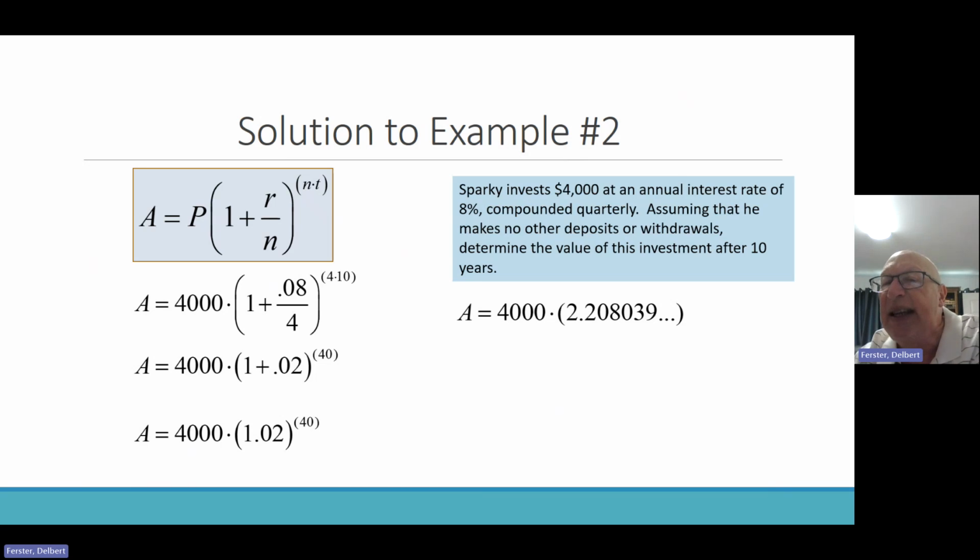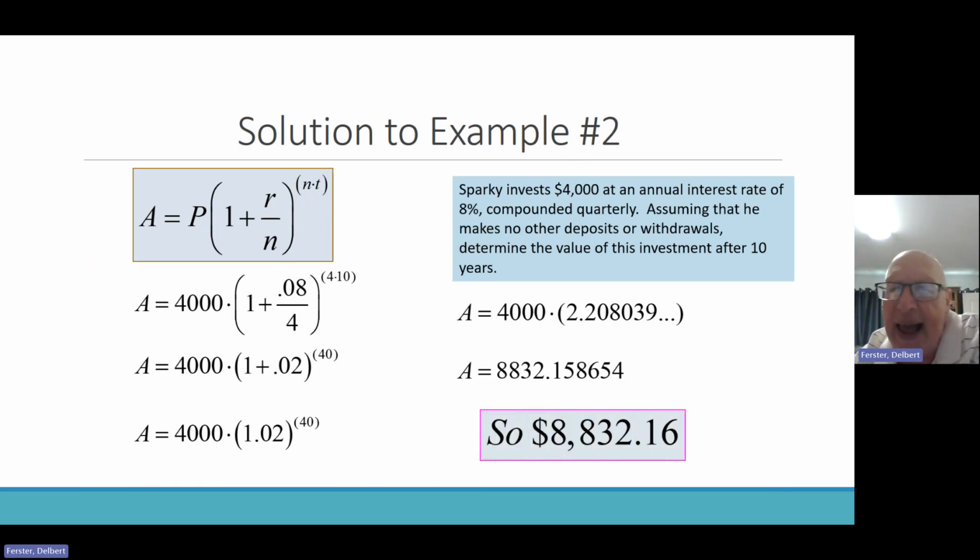So I don't see the need for you to show me the 2.208 and so on that is the result of 1.02 to the 40th power. I don't think you need to do that. I don't need to see that, but I did it step-by-step for you. And at the end of that particular 10-year window, his $4,000 would have grown to $8,832.16. If you needed to know how much interest he earned, it's the difference between those two numbers.